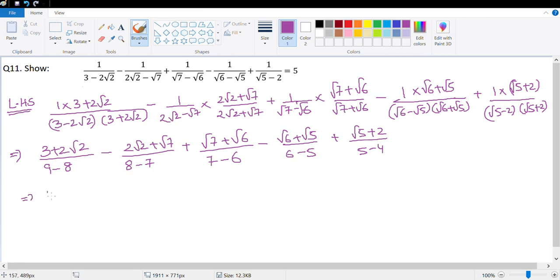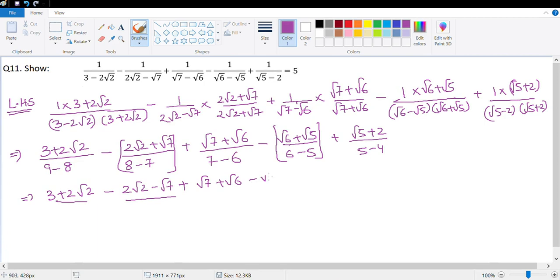So this becomes 3 plus 2 root 2 minus 2 root 2 minus root 7. Why? Because this is negative for the whole term, which means when I open this, this becomes negative 2 root 2 minus root 7. Same thing will happen here. This is the first term, this is the second term, this becomes root 7 plus root 6, and the fourth term becomes minus root 6 minus root 5, because root 6 plus root 5, the whole thing is one term, plus root 5 plus 2.